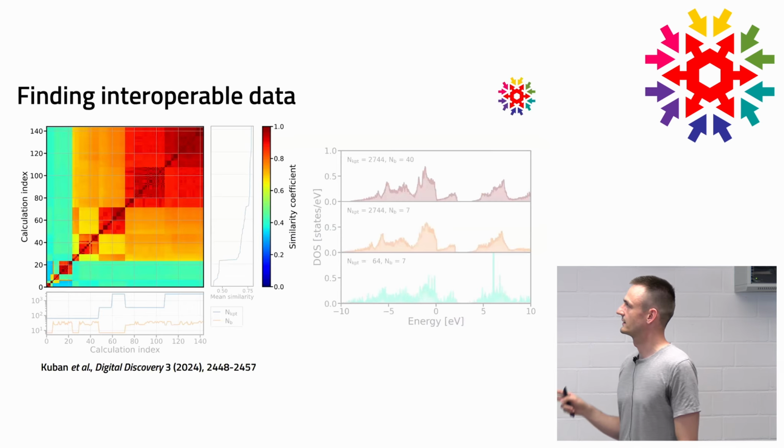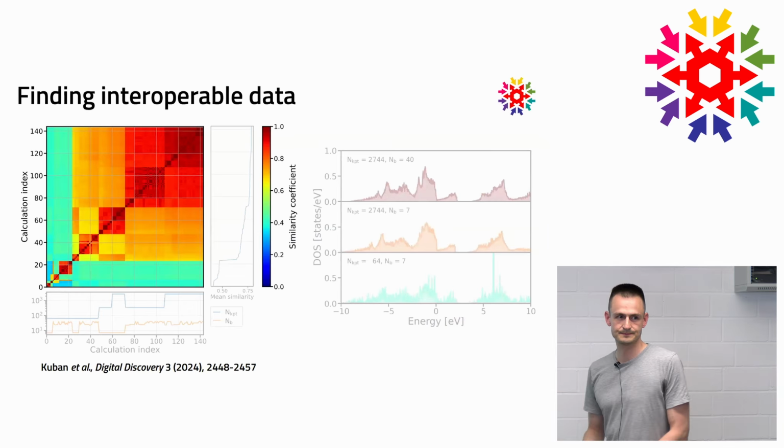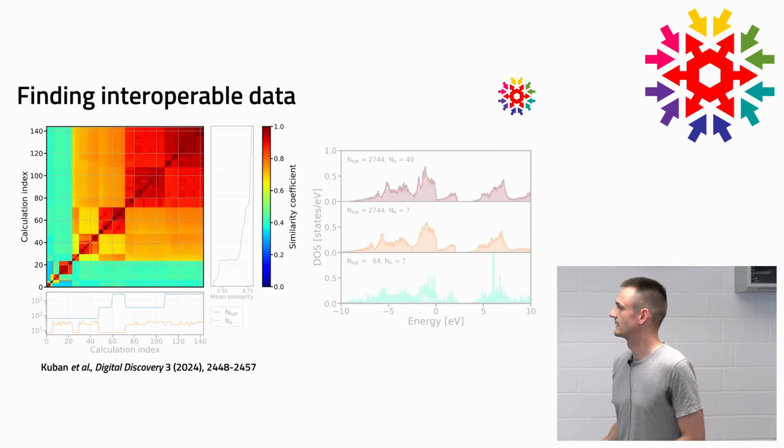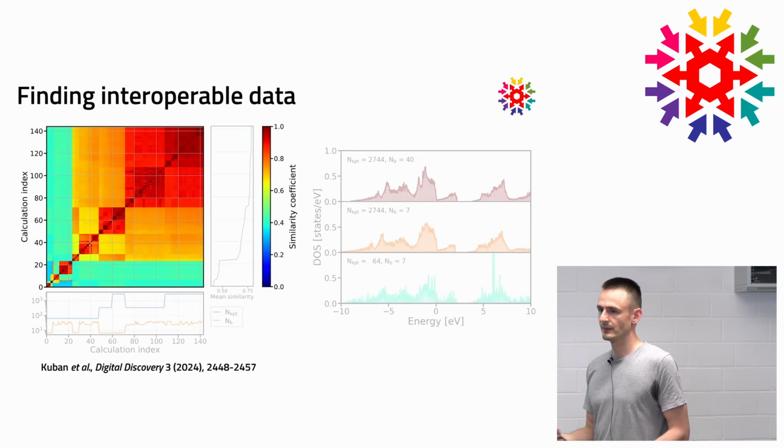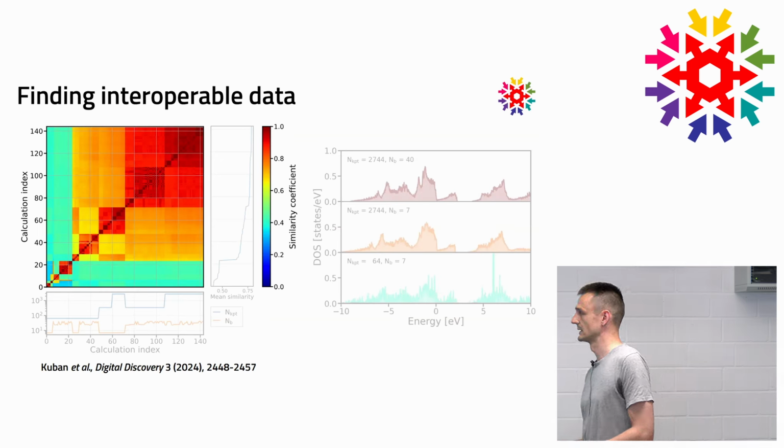So the first use case is finding interoperable data. And for this, we use a dataset that was made as a benchmark dataset for the FHI-AIMS code. So it already contains all the data, all the density of states computed with different numbers of basis sets, specific numbers of k-points, specifically in order to benchmark the performance of the code.